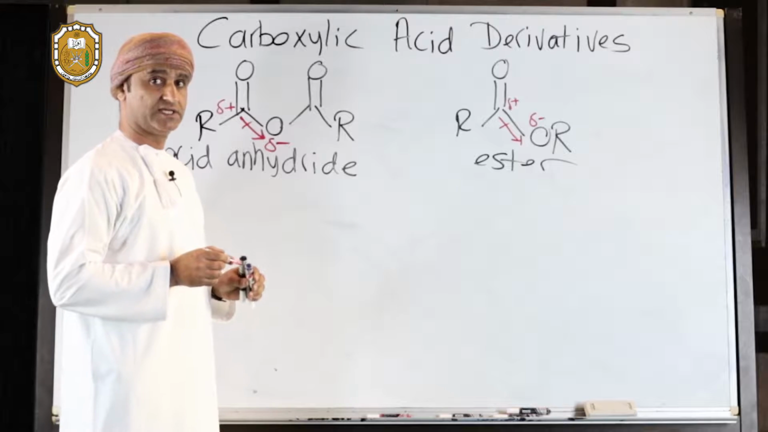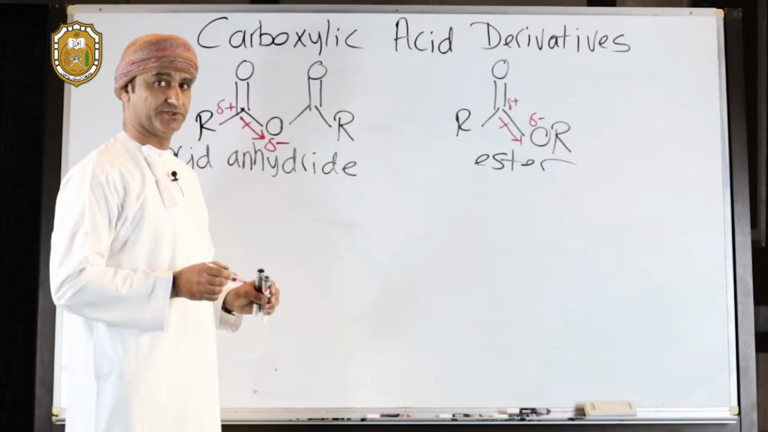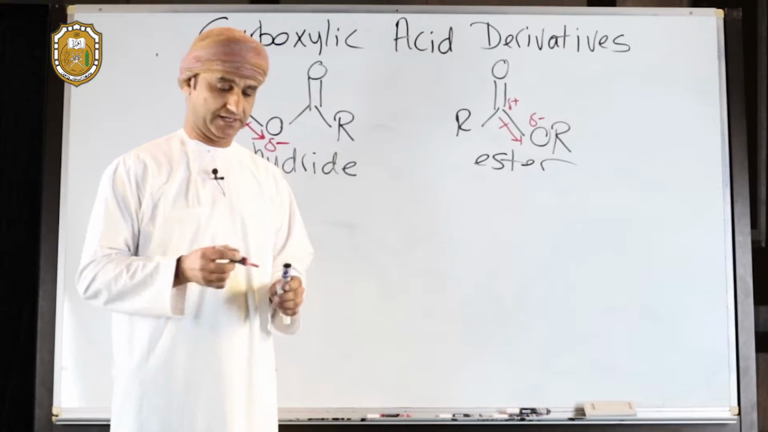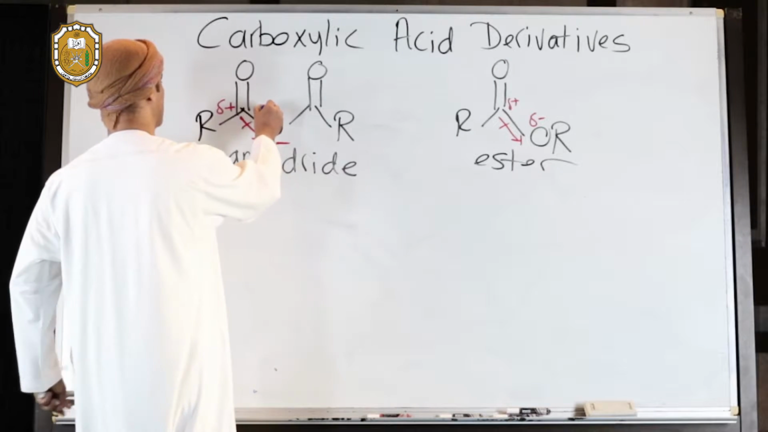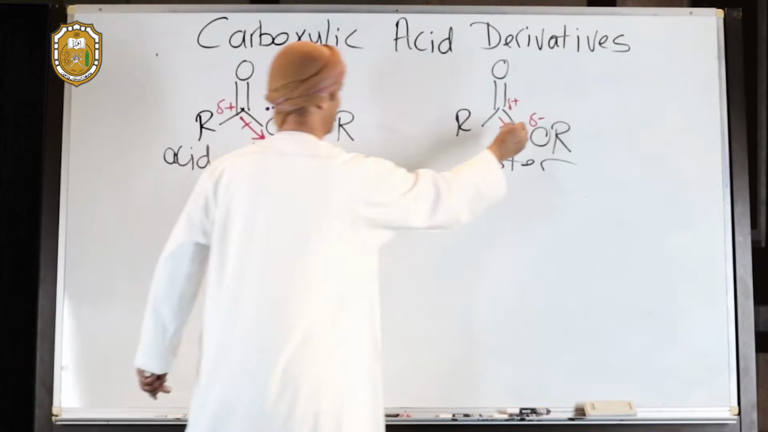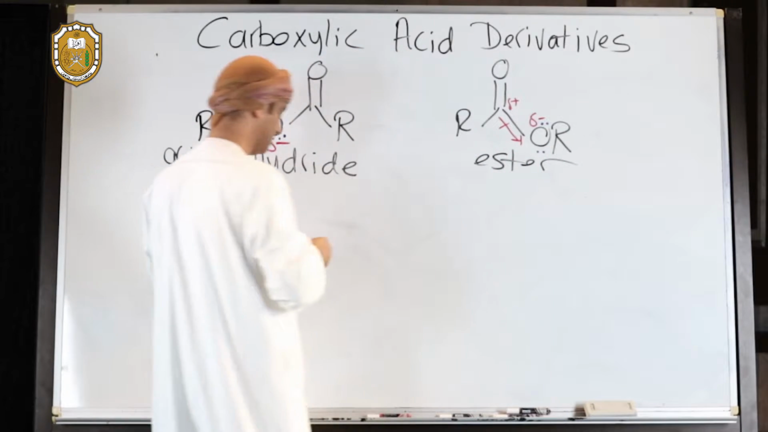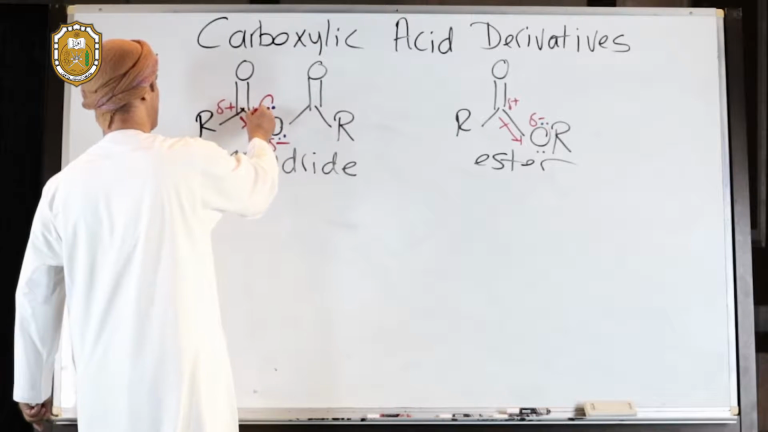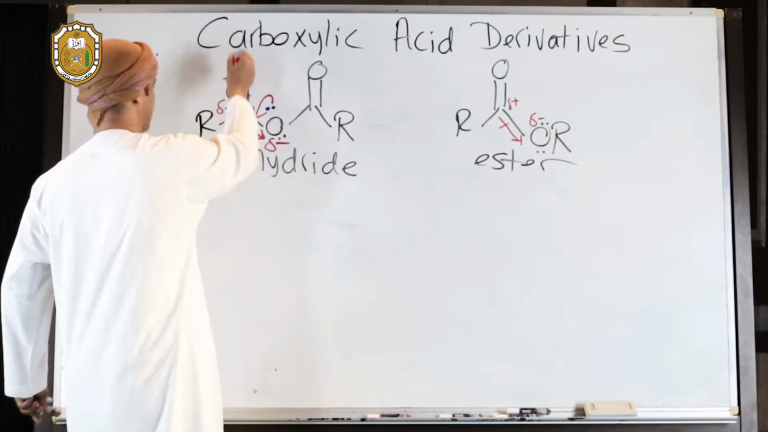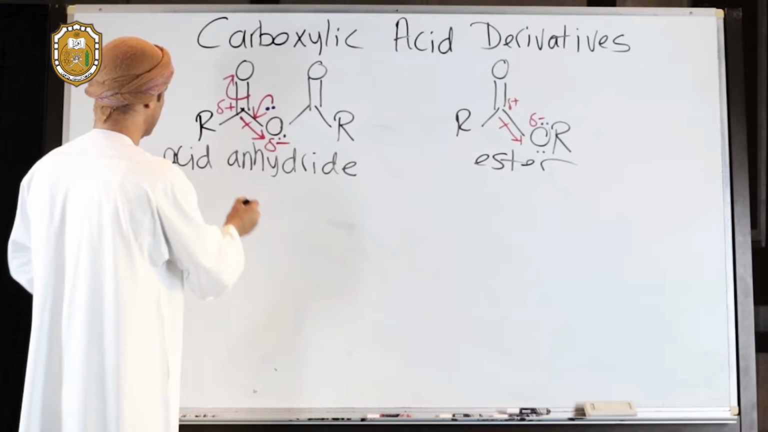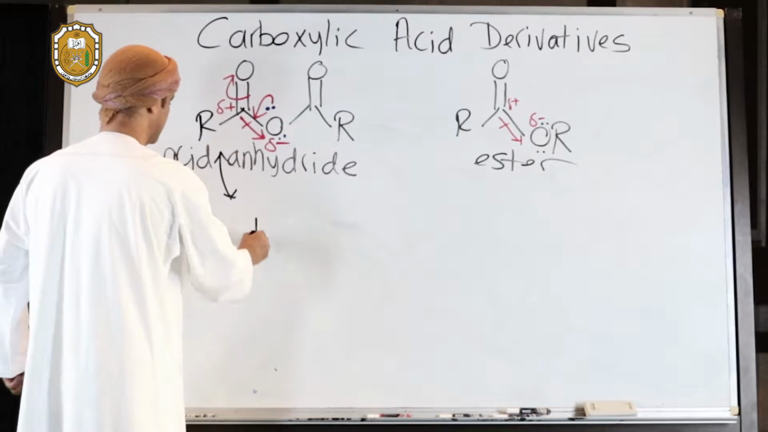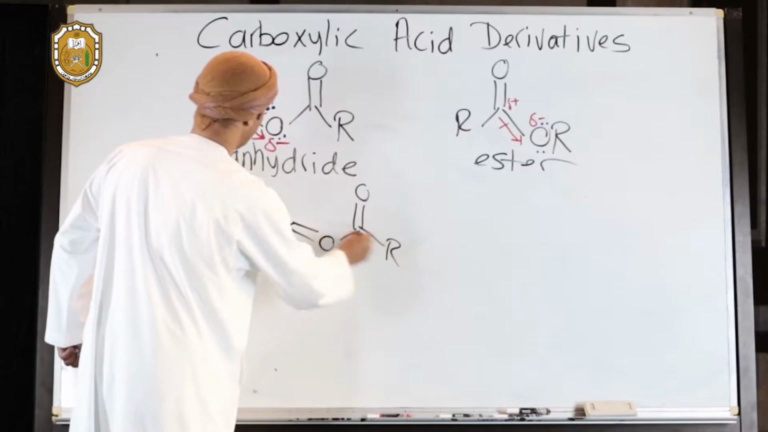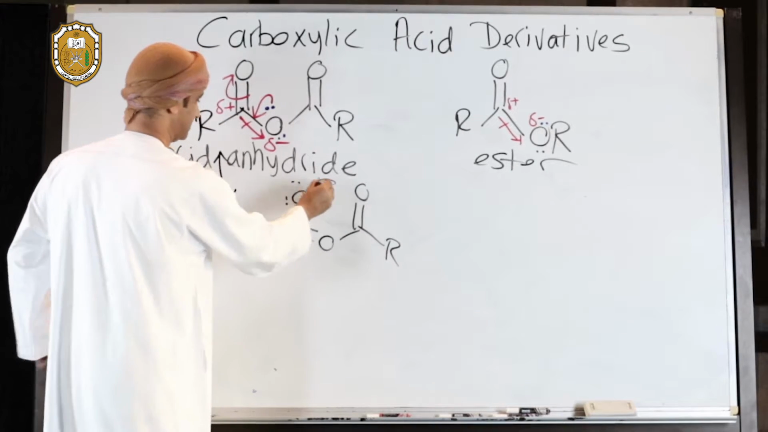But remember, oxygen can donate electrons by resonance. That's because it has lone pairs. So let's draw the lone pairs. Now, two lone pairs in this case, and of course, two lone pairs here as well. So both of them can actually donate by resonance. So let's take that lone pair and make a double bond, and of course break that double bond accordingly. If we do this, we get another resonance form for acid anhydrides. So that's a resonance form.